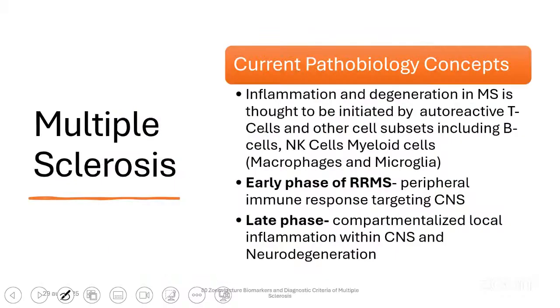So what are the current pathophysiology concepts? Inflammation and degeneration in MS is thought to be initiated by autoreactive T cells and other cell subtypes including B cells, NK cells, and myeloid cells, that is macrophages and microglia. During the early phase of relapsing remitting MS, the peripheral immune response targets the CNS. In the late phase, there's a compartmentalized local inflammation within the CNS, and that leads to neurodegeneration. So these are the present concepts.